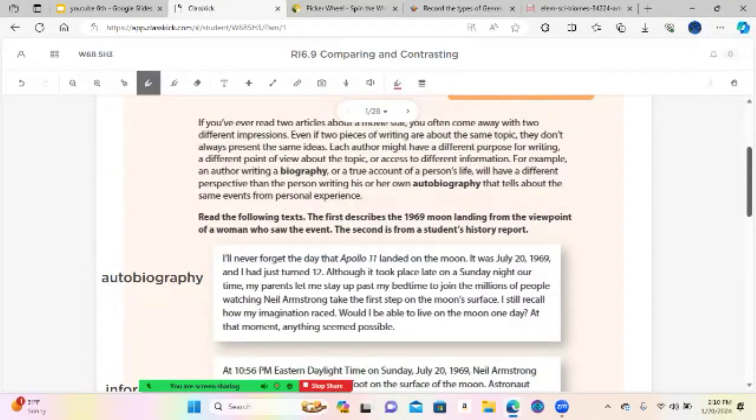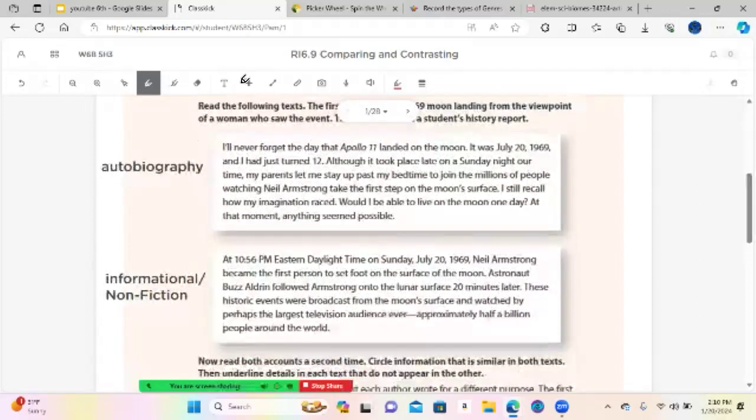Okay, so as we can see, in both texts it mentioned July 20, 1969. It also mentioned Neil Armstrong, who landed on the moon. It made mention of Sunday. It happened on a Sunday night. This one also mentioned Sunday. All right, do you see any other similarity?